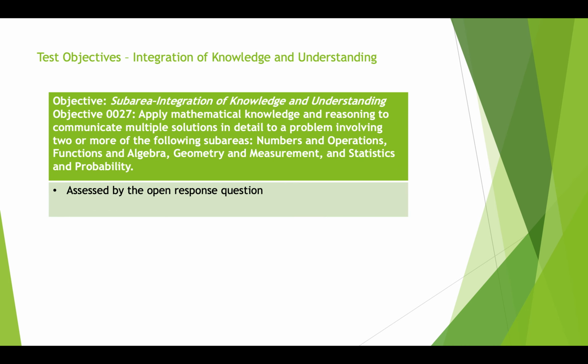The last test objective is for the open response question. So the open response question is looking at your ability to apply mathematical knowledge and reasoning. And it may involve 2 or more of the sub-areas. So you might be asked a question that uses numbers and operations and statistics and probability. You might be asked a question that uses any number of the sub-areas. And again, this would be assessed by the open response question that you are being asked.